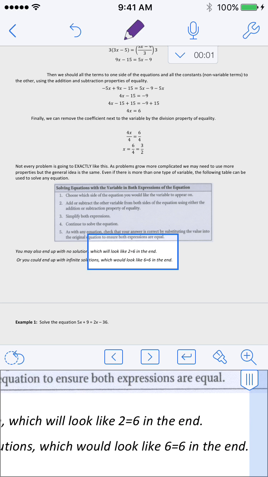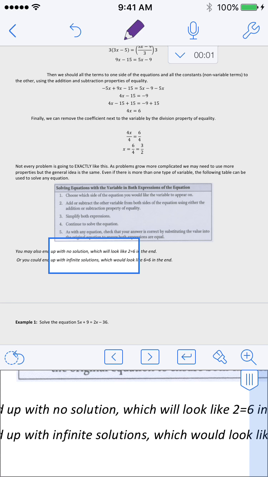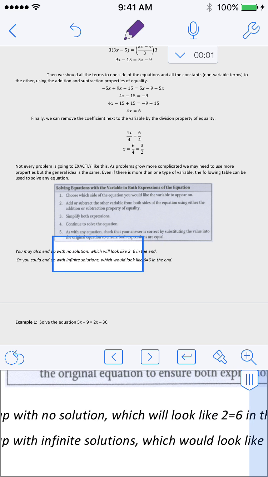Sometimes you can end up with two different types of solutions. Sometimes the variables drop out. Sometimes you end up with something like 2 equals 6, which means you have no solution. Just doesn't make any sense. Sometimes you can end up with stuff like 6 equals 6, and that is actually an infinite solution. We're going to see examples of both of those today, but just know that they do appear, and they have special meaning, so we'll talk about it.